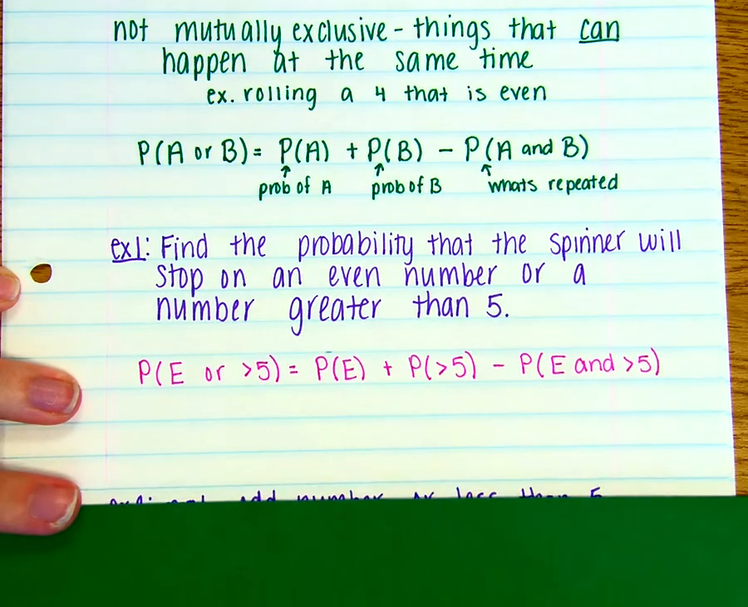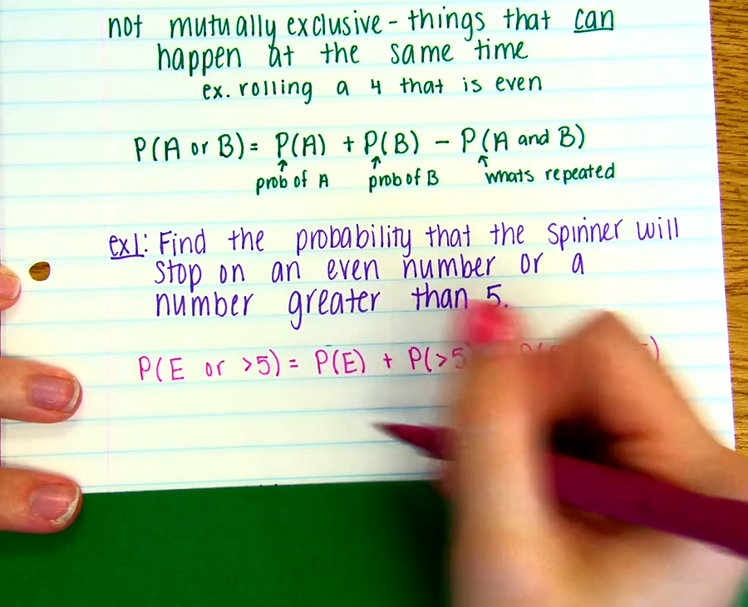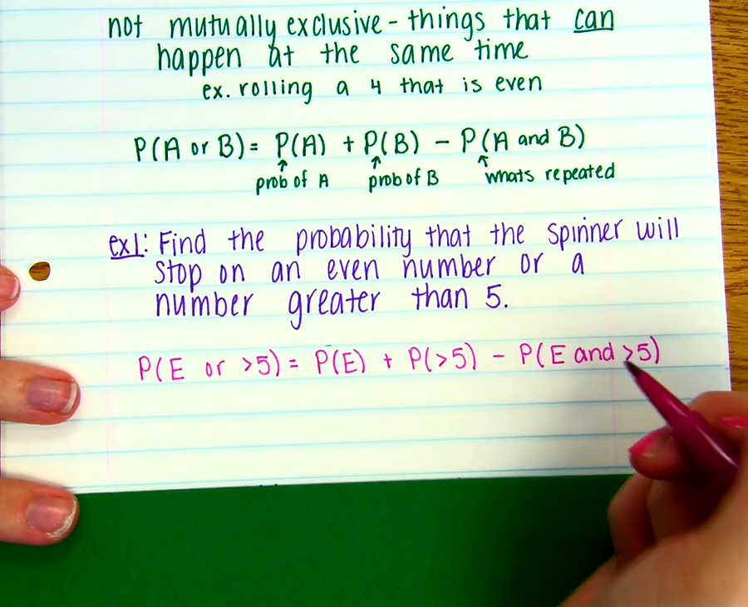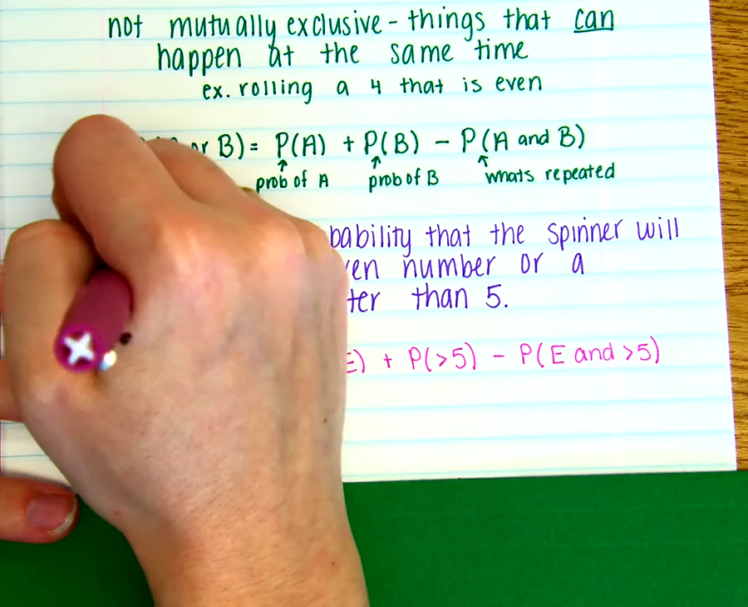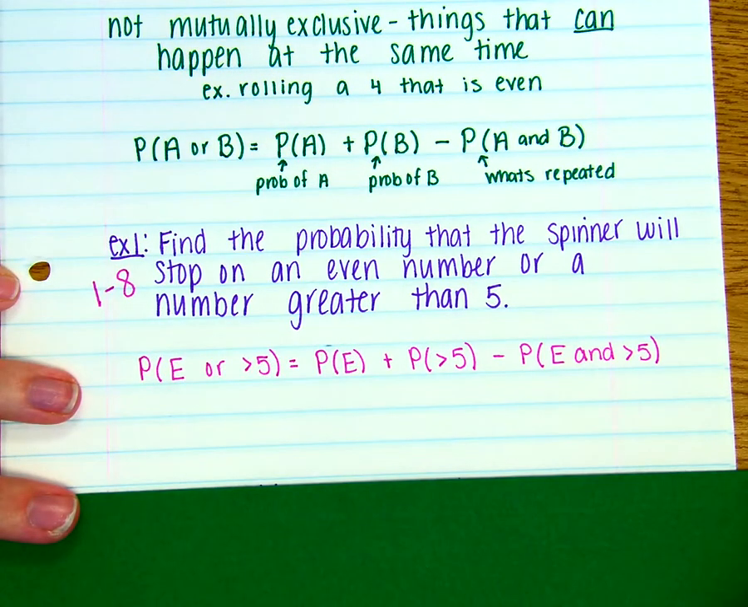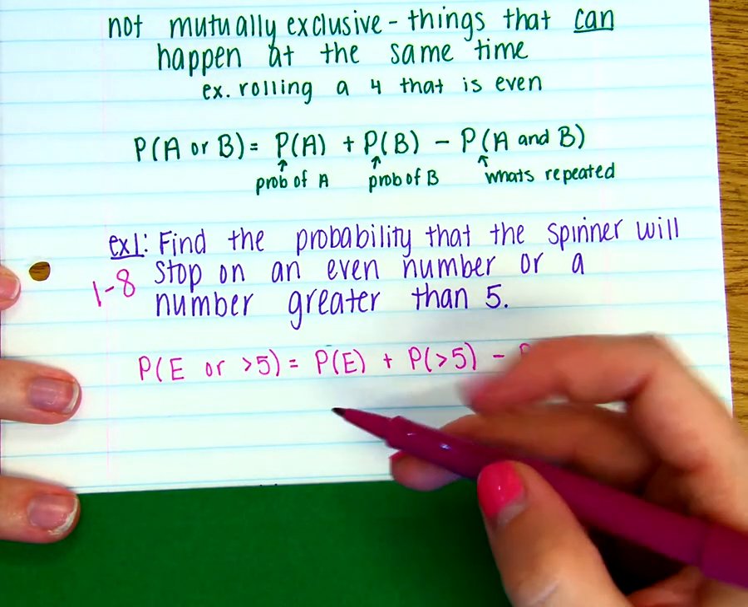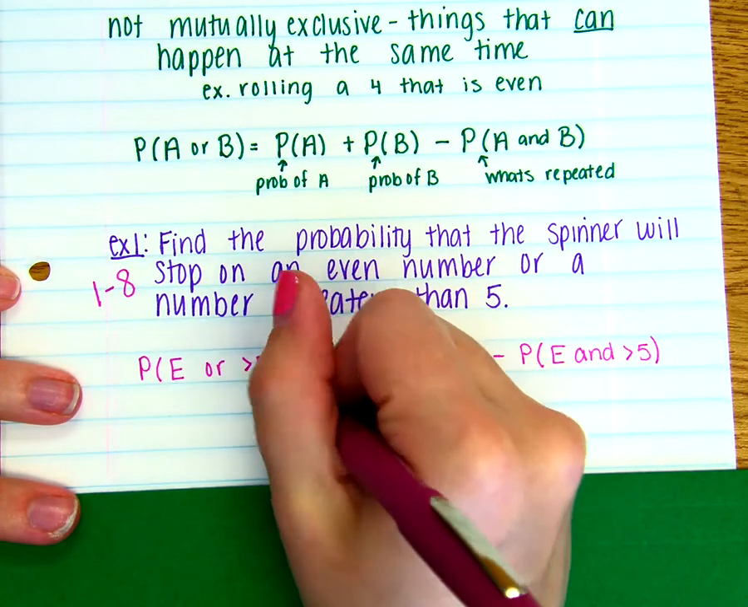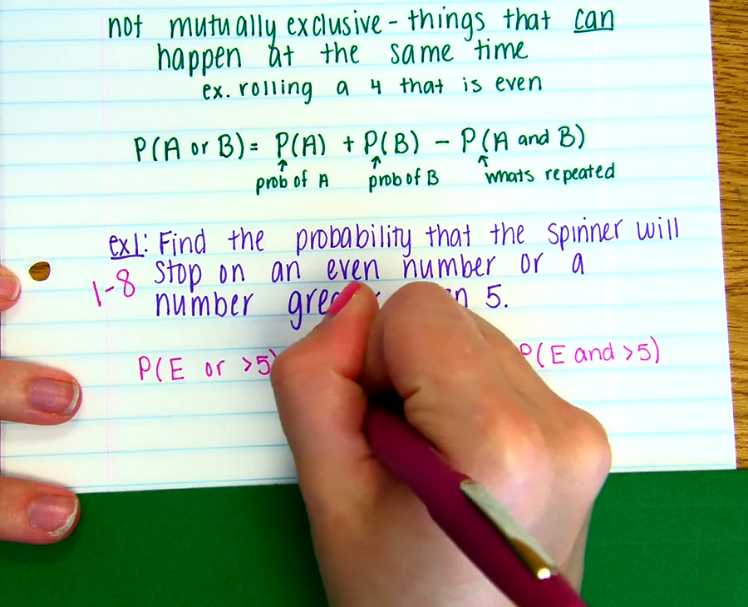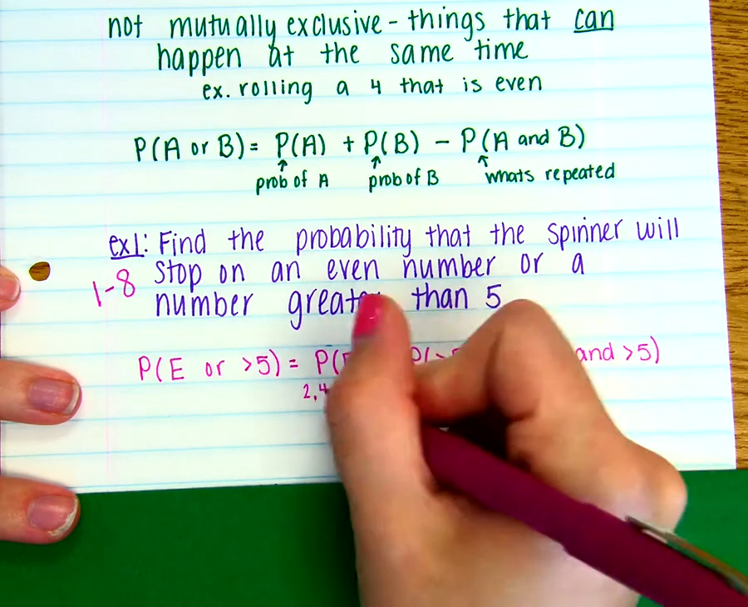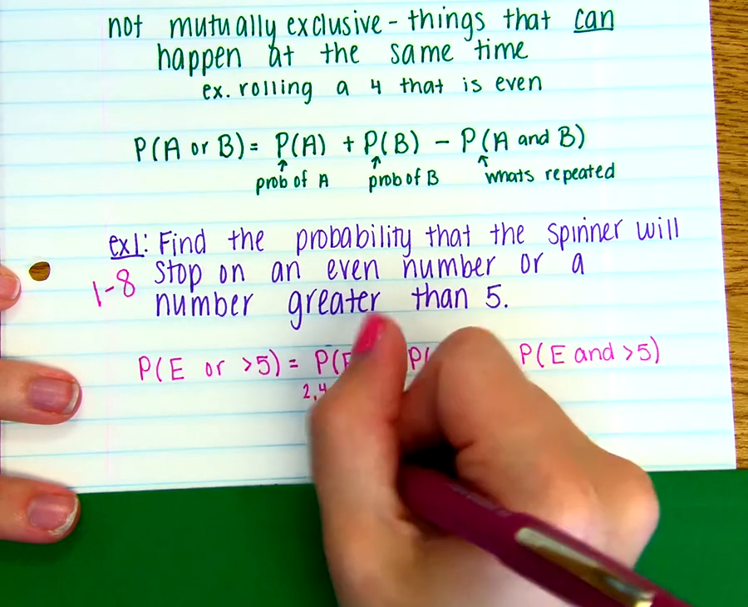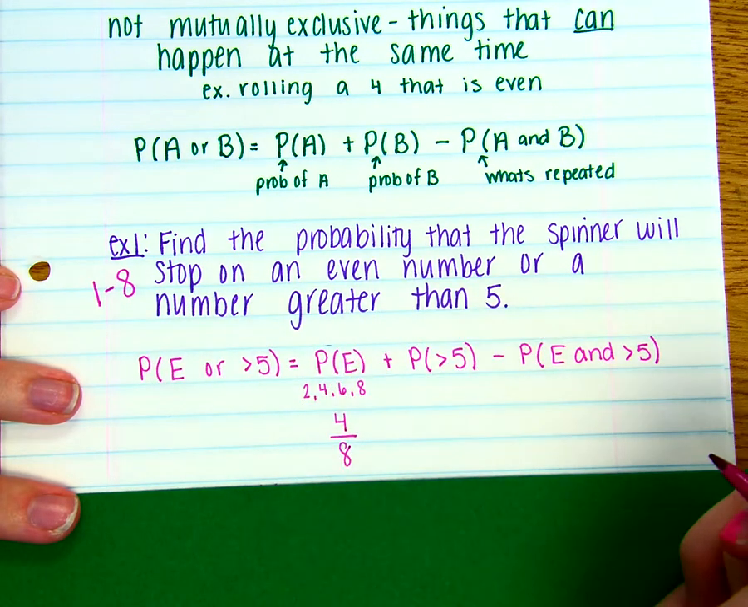So a real easy way to help you figure out the correct one here is, let's write down all of our even numbers on a spinner. Now it's not mentioned here, but I'll tell you that our spinner goes from 1 to 8. So what are the even numbers on the spinner? 2, 4, 6, and 8. So there are 4 numbers out of 8 altogether.